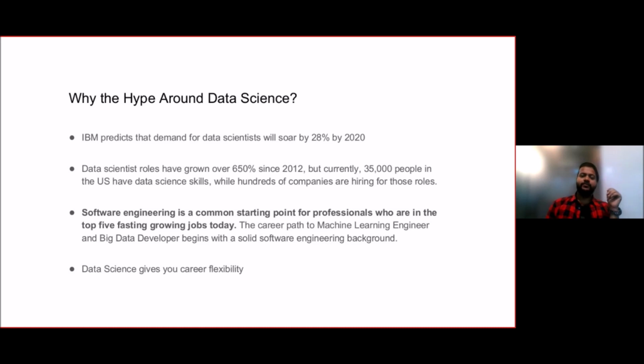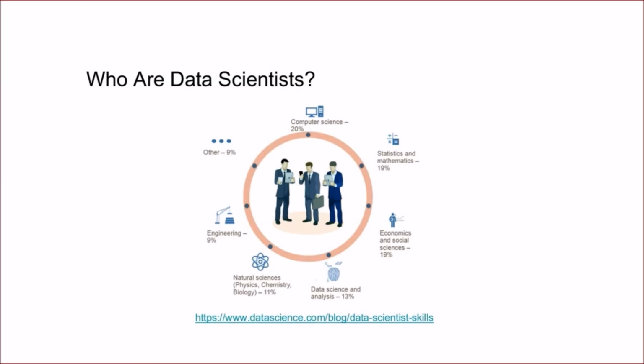Software engineering is a common starting point for professionals in the top 5 fastest growing jobs today, obviously. But for future aspects, the career path to machine learning engineer and big data developer begins with a solid software engineering background. Obviously, there's flexibility when you choose data science as your career. So, okay, these are the actual things that I thought to share with you. You can have a look at it, you can pause on it. Okay, this is live, you can't pause. When it's recorded and published, you can pause and understand who the data scientists actually are.